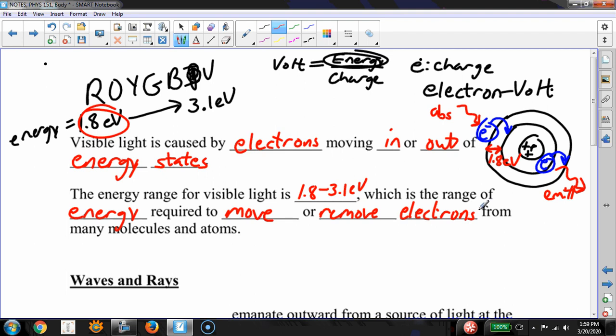Know what an electron volt is, it's a measure of energy. Know that electrons moving back and forth between these energy states will actually cause you to emit or absorb a photon or light. I think that's it. Okay.